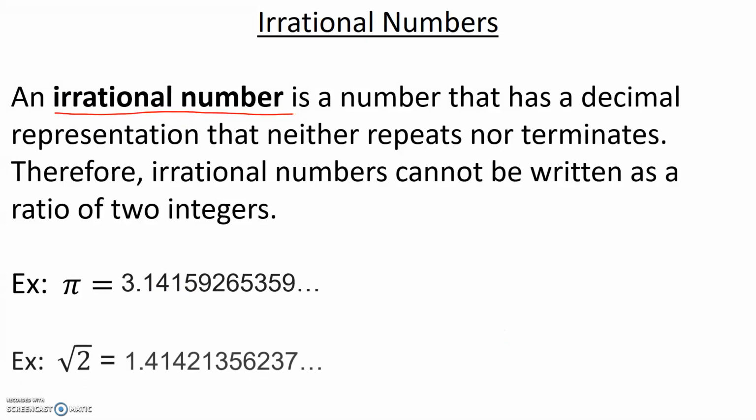Another irrational number is the square root of 2. Square root of 2 is 1.414213562237, and so on and so forth. Once again, the square root of 2, its decimal form never repeats and it never terminates, therefore square root of 2 is irrational. In fact, any square root that is not a perfect square is an irrational number.